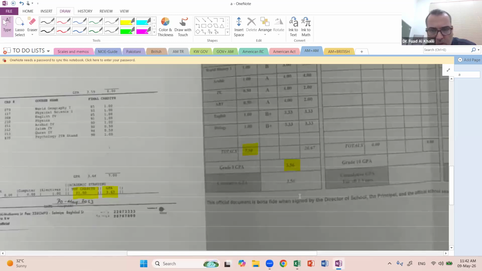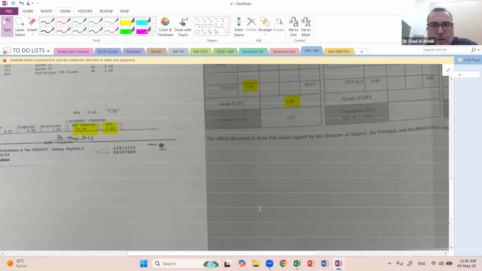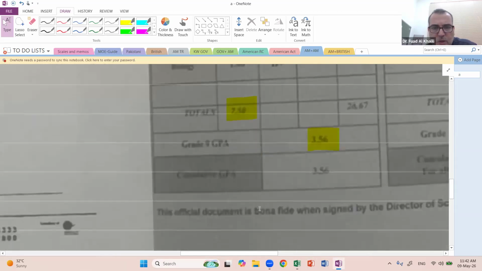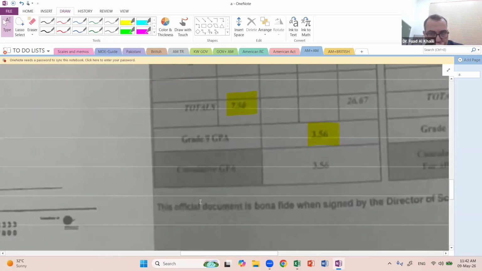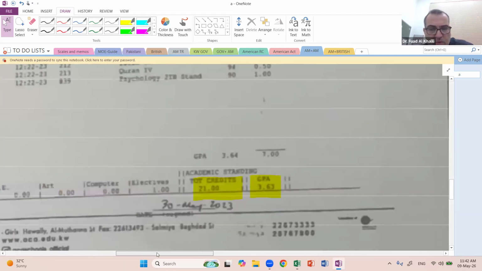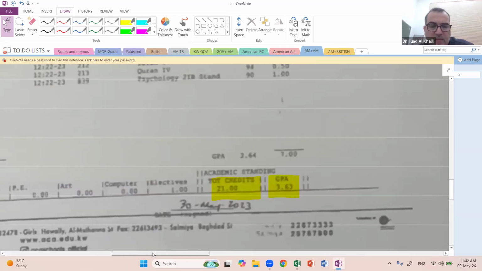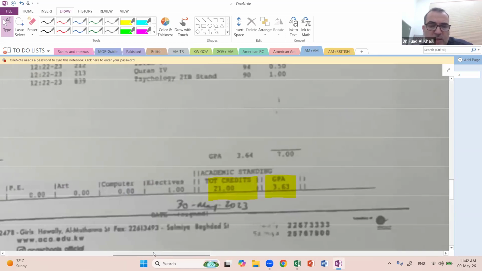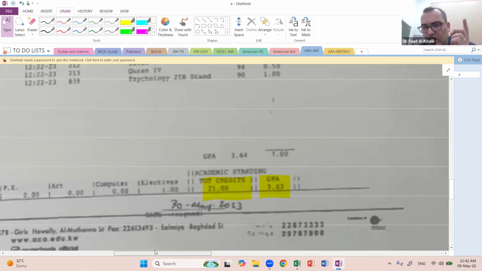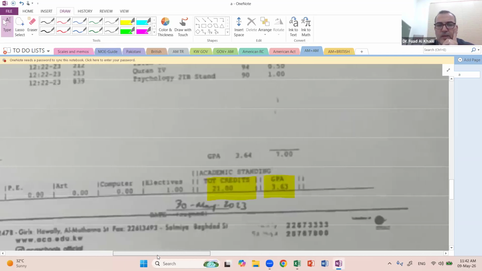I assume that this school is right, for example, and I take the GPA there. If you see the total credits here, total credits is 7.5 and the GPA is 3.56 from grade 9 in one American school. And in this American school, he moved to that American school and he finished grade 10, 11, and 12. And his cumulative GPA in 10, 11, 12 only is 3.63 with total credits 21.